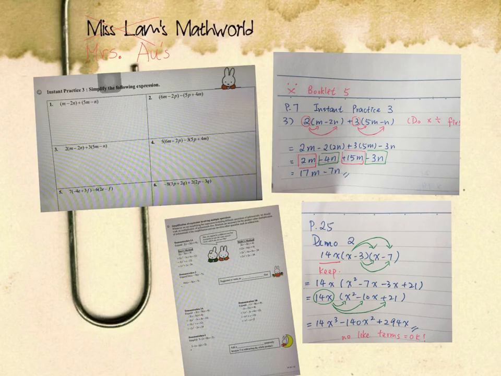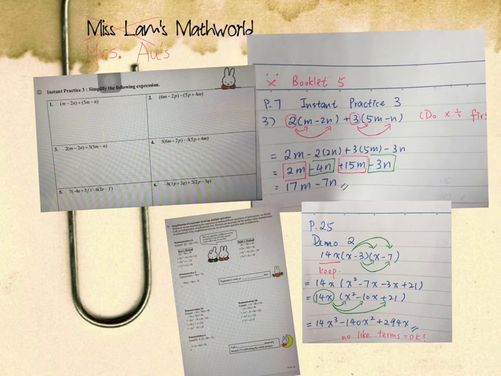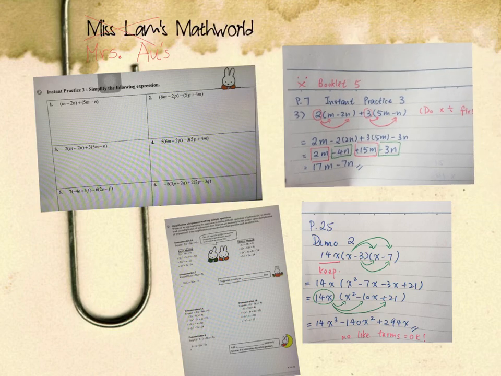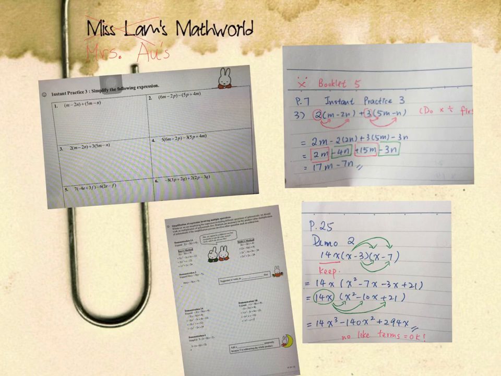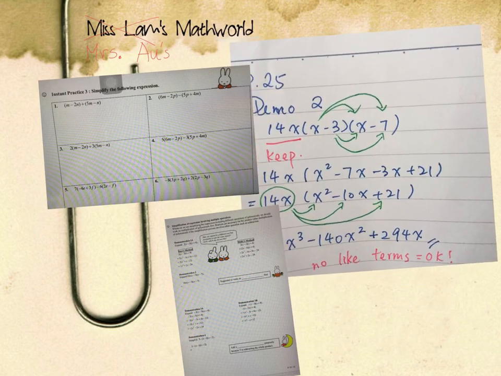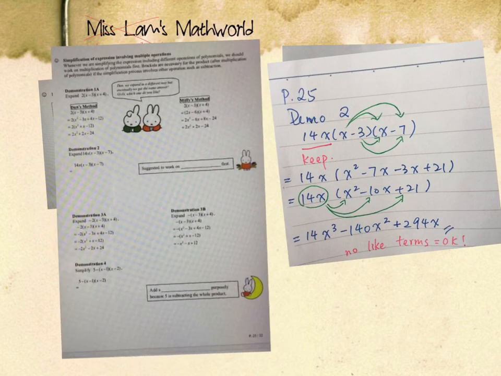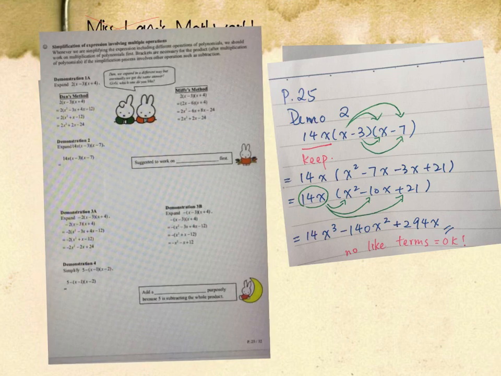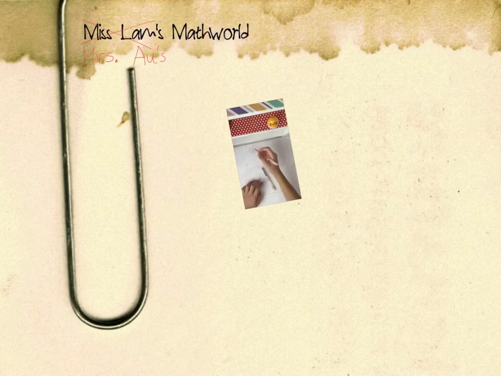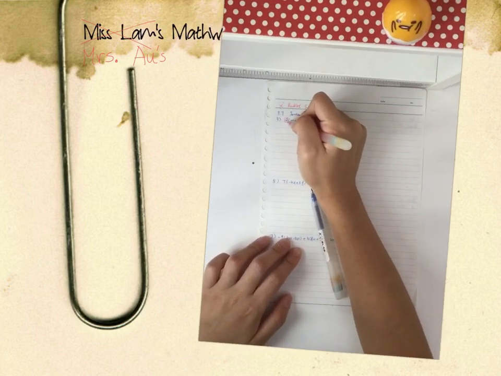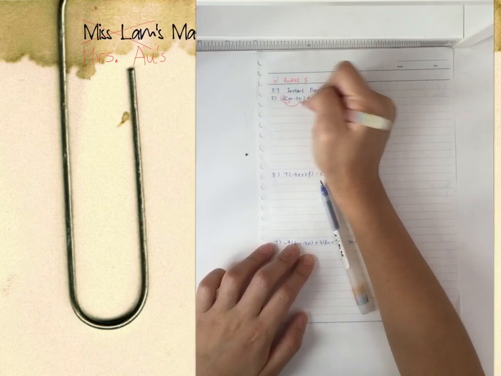So today we are going to discuss the Miffy booklet 5, page 7, the Interns Practice 3, and also page 25, to calculate different sorts of addition, subtraction, and multiplication of the polynomials. Go to page 7, question 3.